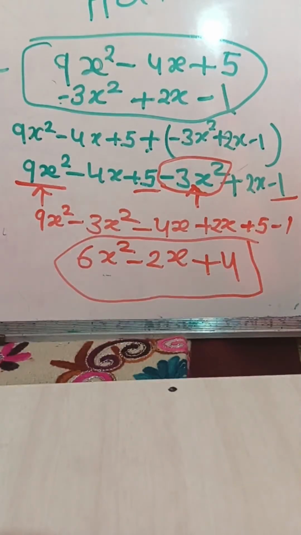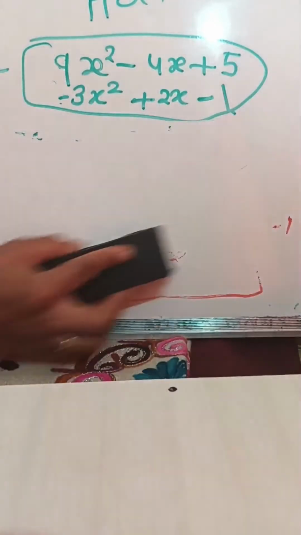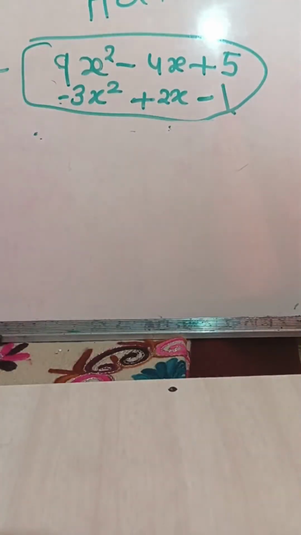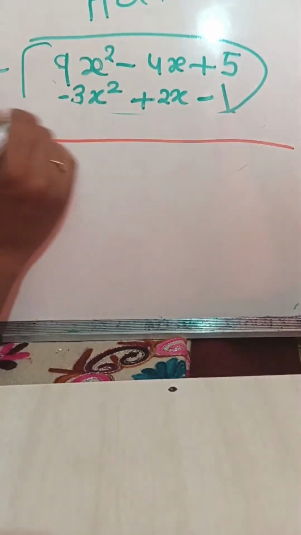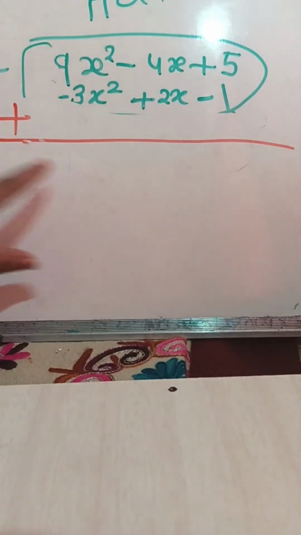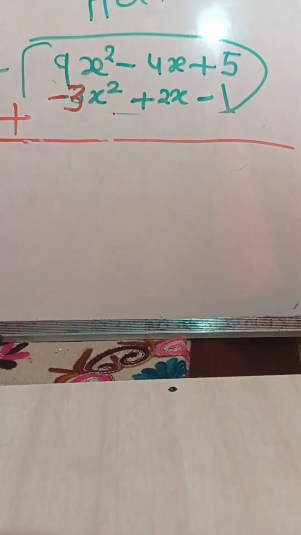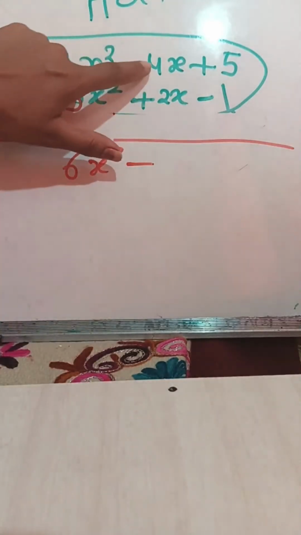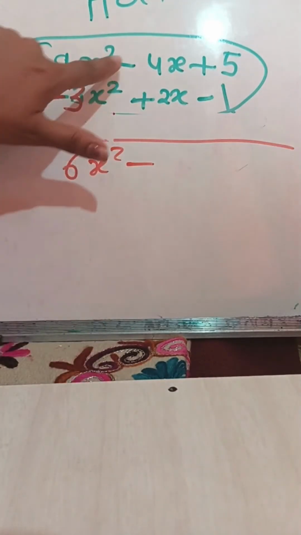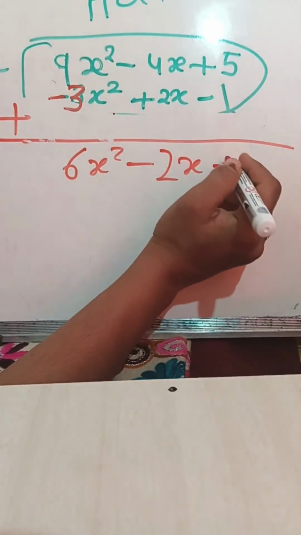Now one more way we can do this question. Listen how we do it. We have these two expressions. We can write these two expressions like this. Just put a plus sign here. Now 9x square minus 3x square, both having x square, we can subtract these two numbers. Then we get 6x square. Plus minus 4 plus 2, what does it come to? Minus 2. The bigger digit's sign is minus, that is minus 2x. 5 minus 1, 4.